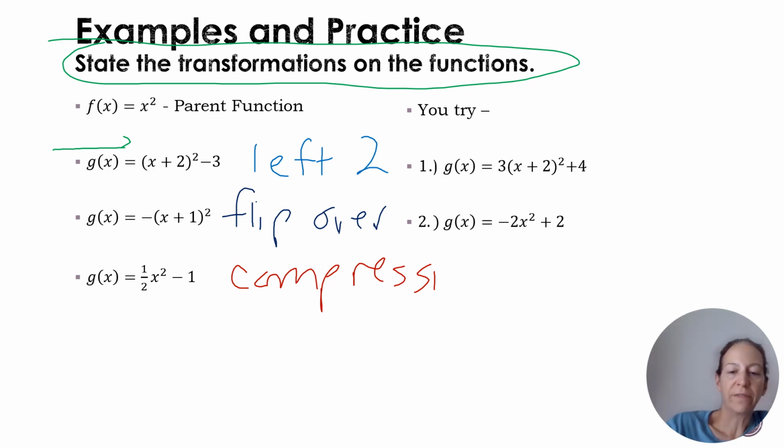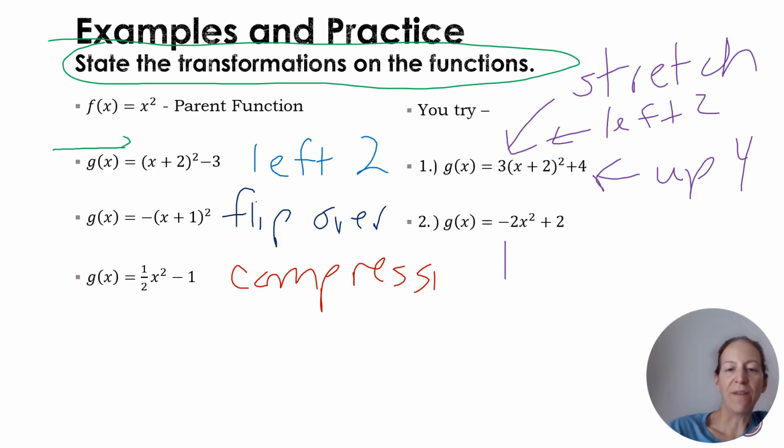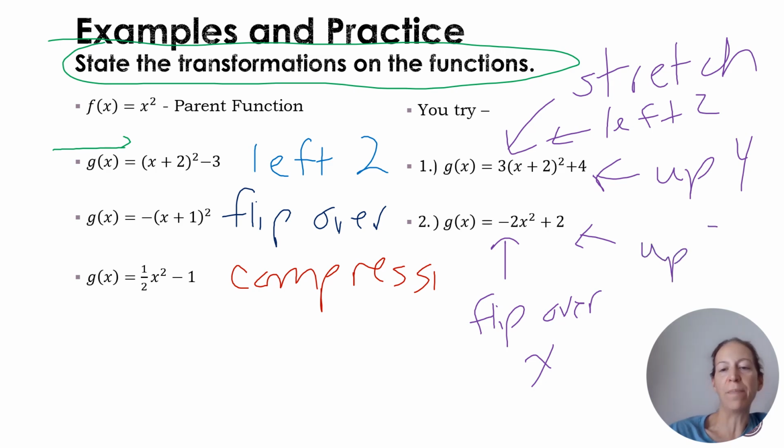All right, so here we go. If you are multiplying by a number and that number is greater than 1, it is going to stretch the parabola out. If you are adding a 2 on the inside of the squaring, that is going to send us left 2. And if you are adding 4 on the outside, that is going to send us up 4. If you have a negative out in front, that will flip over the x-axis, and adding a 2 will send us up 2.